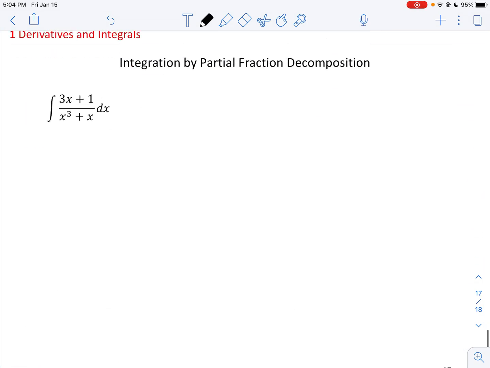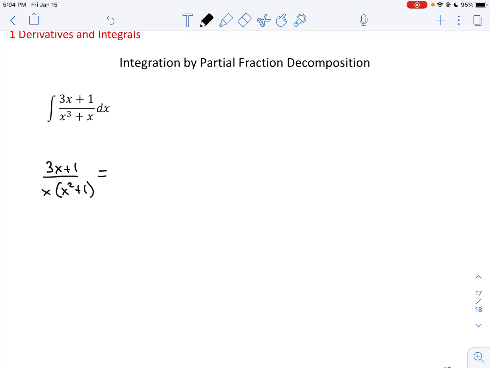So do a decomposition. Here's another decomposition. I'm going to go ahead and factor that denominator. So we have 3x plus 1 all over. I can factor out an x that leaves an x squared plus 1. And x squared plus 1 is prime. It's a sum of squares.